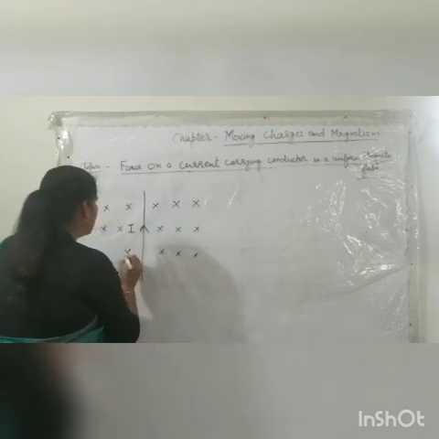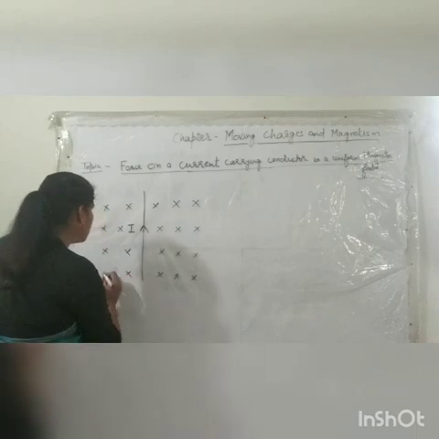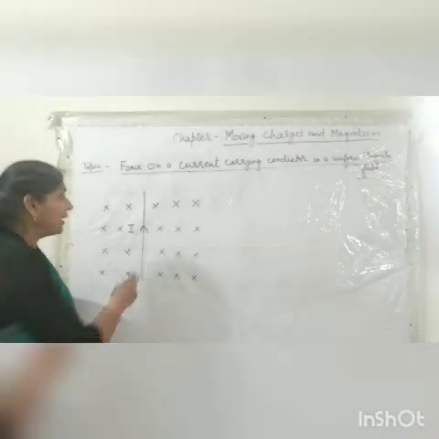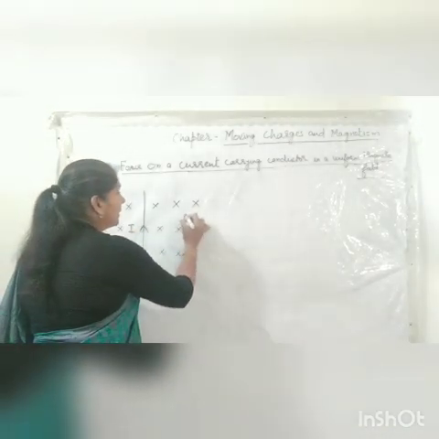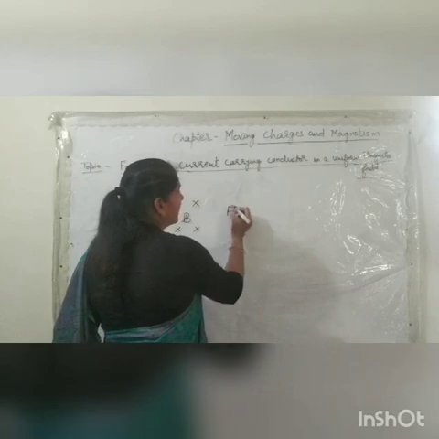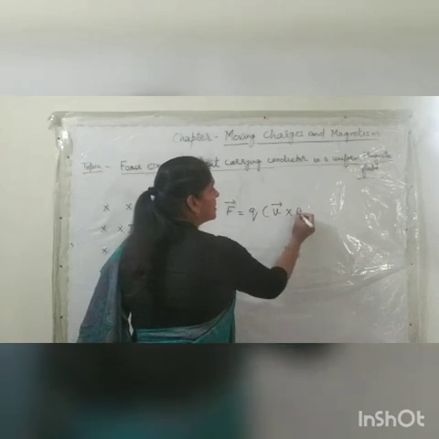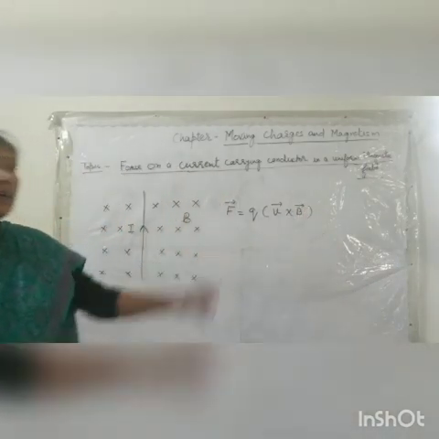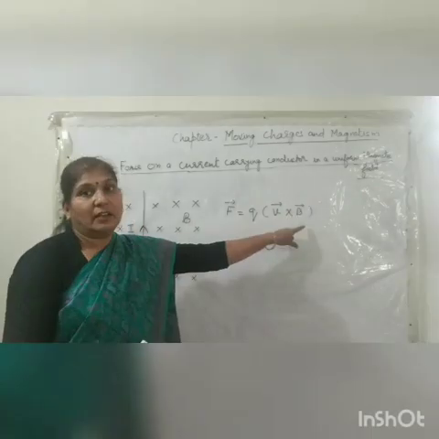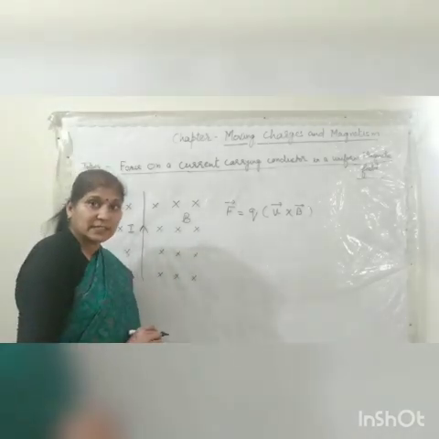Now what happens? Current carrying conductor means charge is flowing through this conductor, and you know very well, when a charged particle moves in a magnetic field, let the magnetic field be B, then a charged particle experiences a force F, and it is given as q v cross B. This is the magnetic force working on a charged particle which is moving with the velocity v in magnetic field B. So this expression tells us the amount of force as well as its direction.